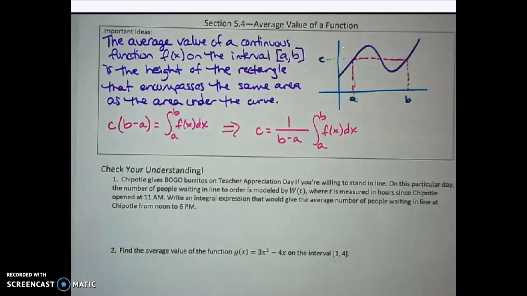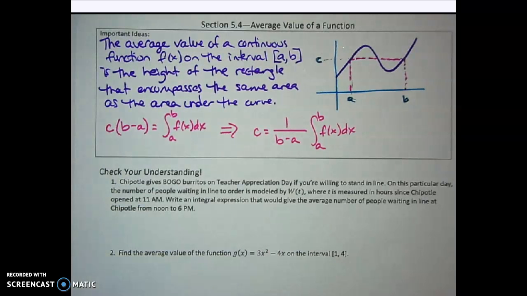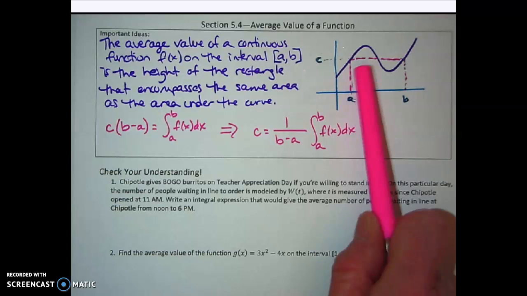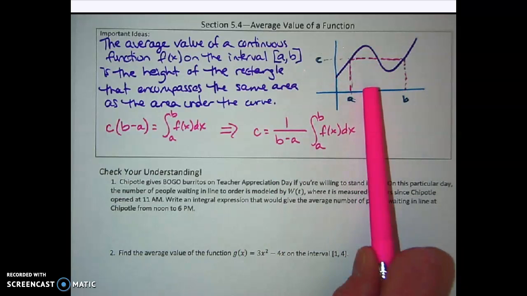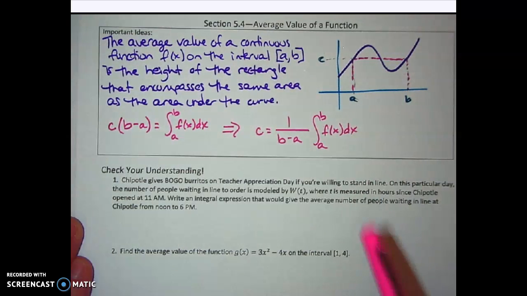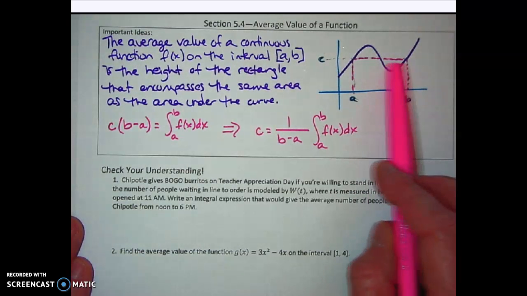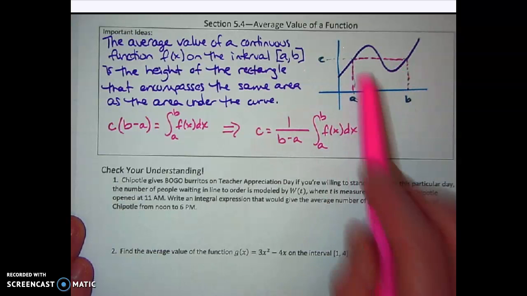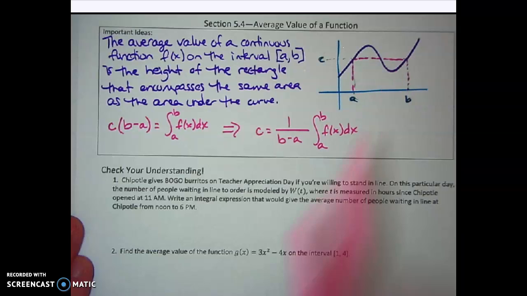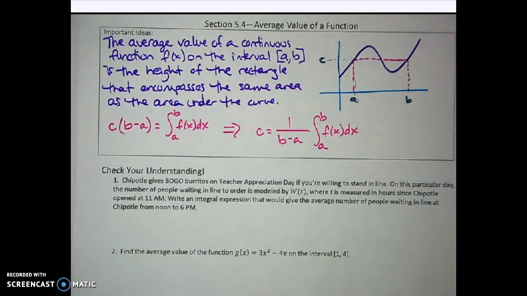And I tried to draw a picture where you could see how this would kind of work. If you notice, this area that's not included in my rectangle is compensated for by this area that's included in my rectangle. Normally when I find the area under the curve, I would need that area and not that area. So hopefully you can see how those two areas kind of compensate for each other, and so we have that average value.